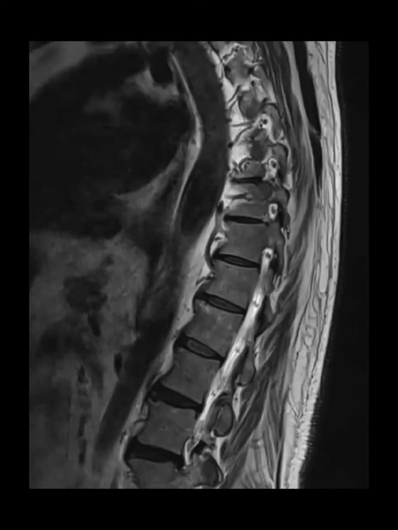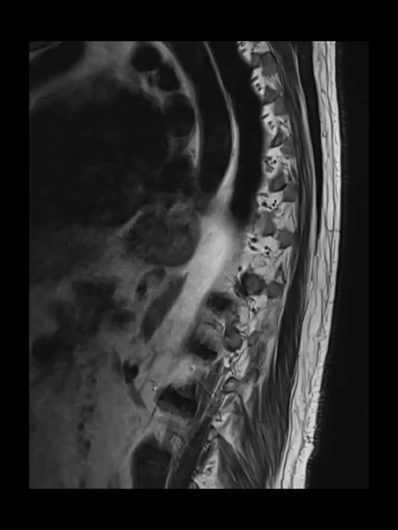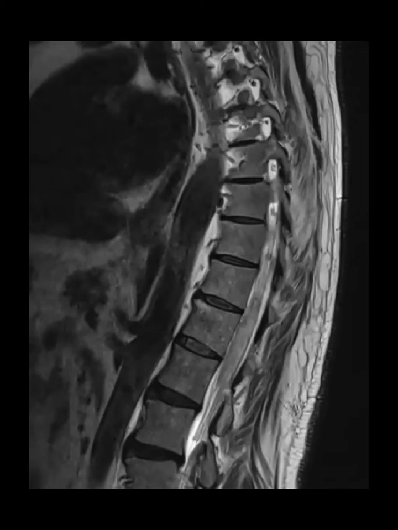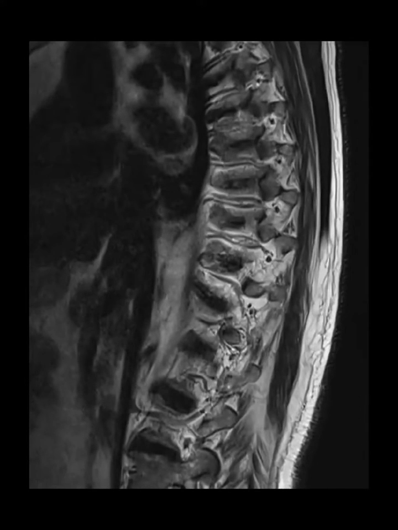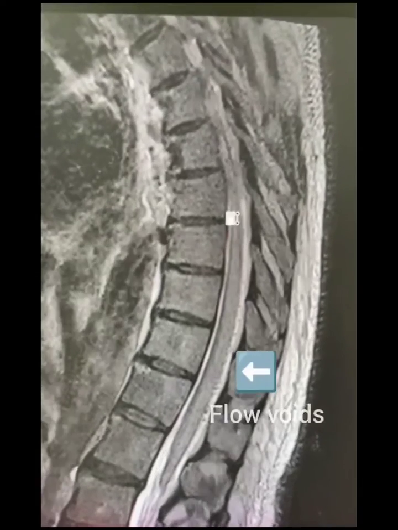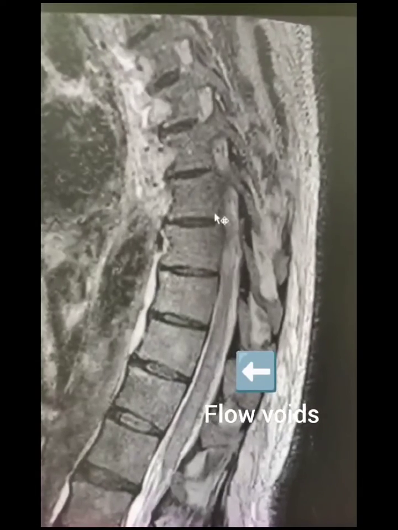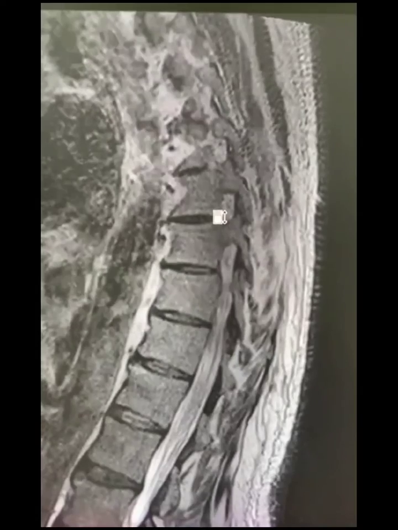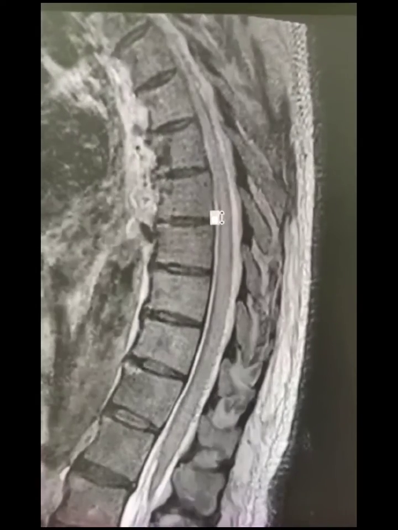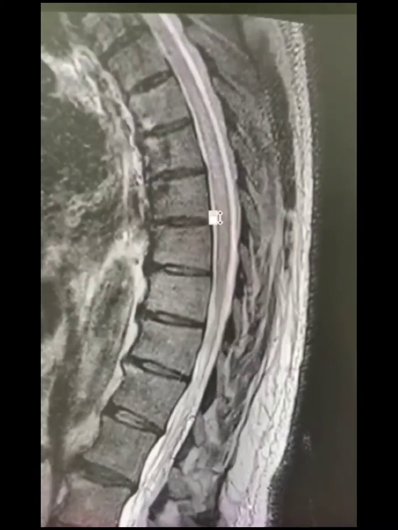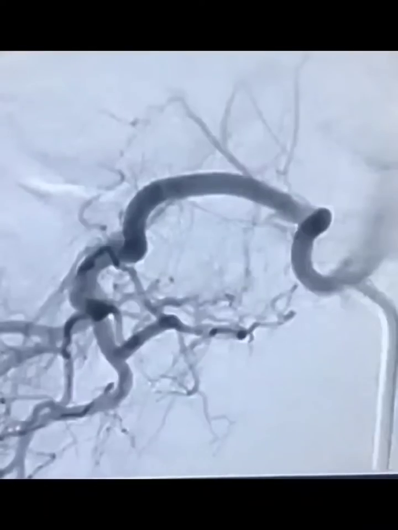This gentleman had progressive paraparesis and was diagnosed with longitudinal extensive transverse myelitis and was transferred to a center for further management. He was commenced on steroids and his paraparesis worsened. A thin slice T2 MRI of the spine showed multiple flow voids along the posterior aspect of the spinal cord, raising the possibility of a dural arteriovenous fistula.